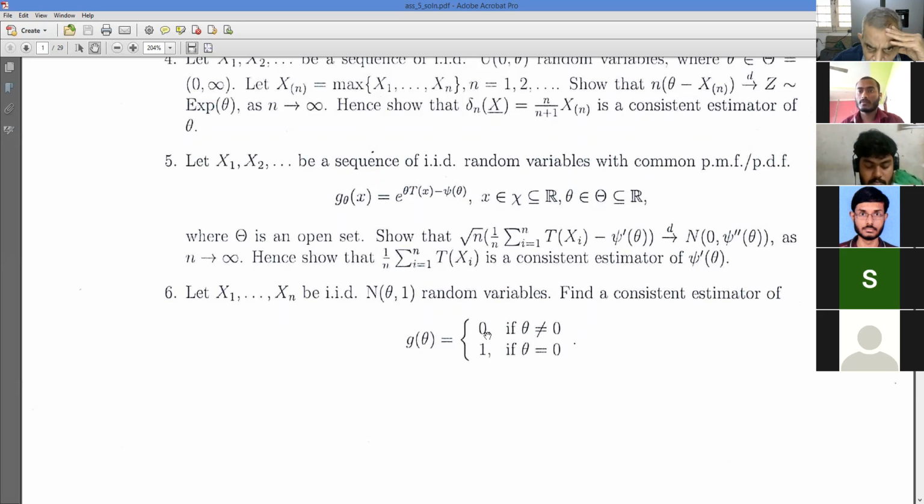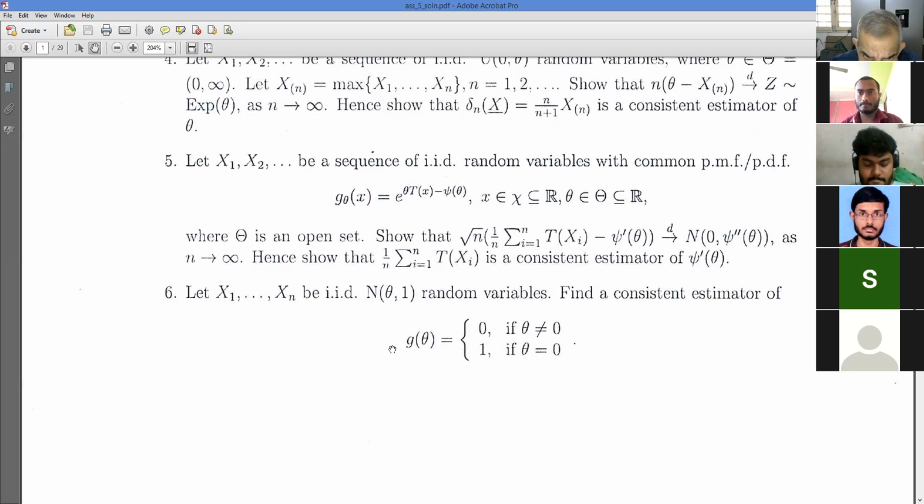G of x bar would be 0 if x bar is not equal to 0, and 1 if x bar is equal to 0. But the probability that x bar is equal to 0 is 0. So G of x bar is essentially 0. That is what you are saying, right? If you directly apply x bar. But that is happening because of a continuous distribution.